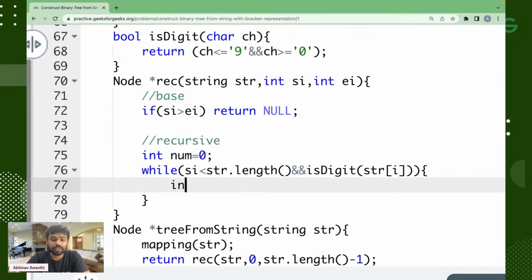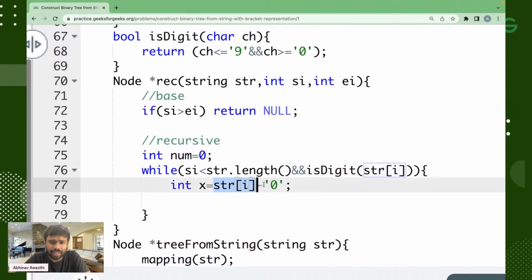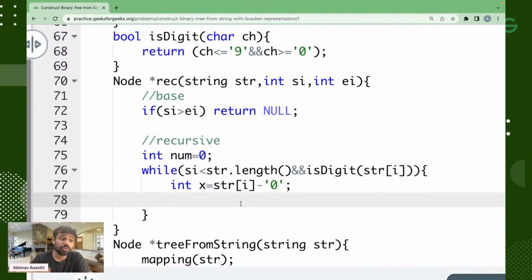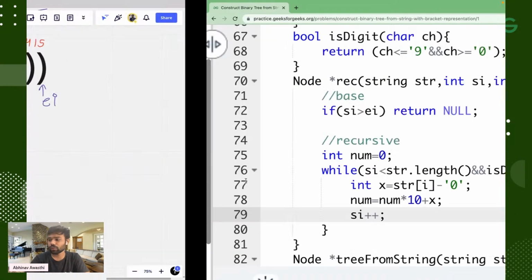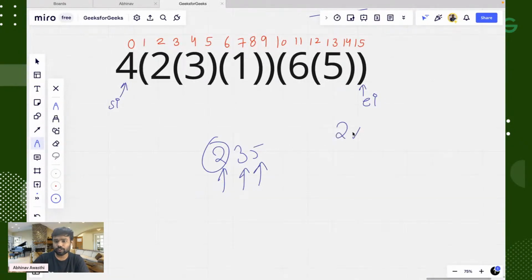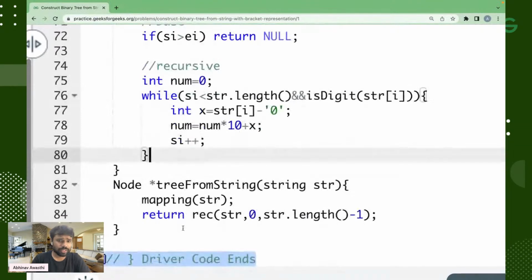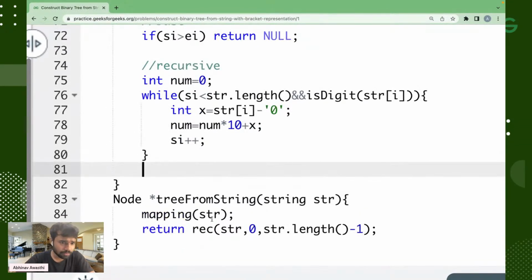So how do we get the integer part? The integer part of a digit is nothing but str of i minus '0'. Using this, the ASCII values will be subtracted and we will get the integer part. Those who don't know, please understand it from here. After that, we will have num is equal to num into 10 plus x, and then just increase the si. So first it will take 2, then 2 into 10 plus 3, 23, then 23 into 10 plus 5, 235. This is how you will get the value.